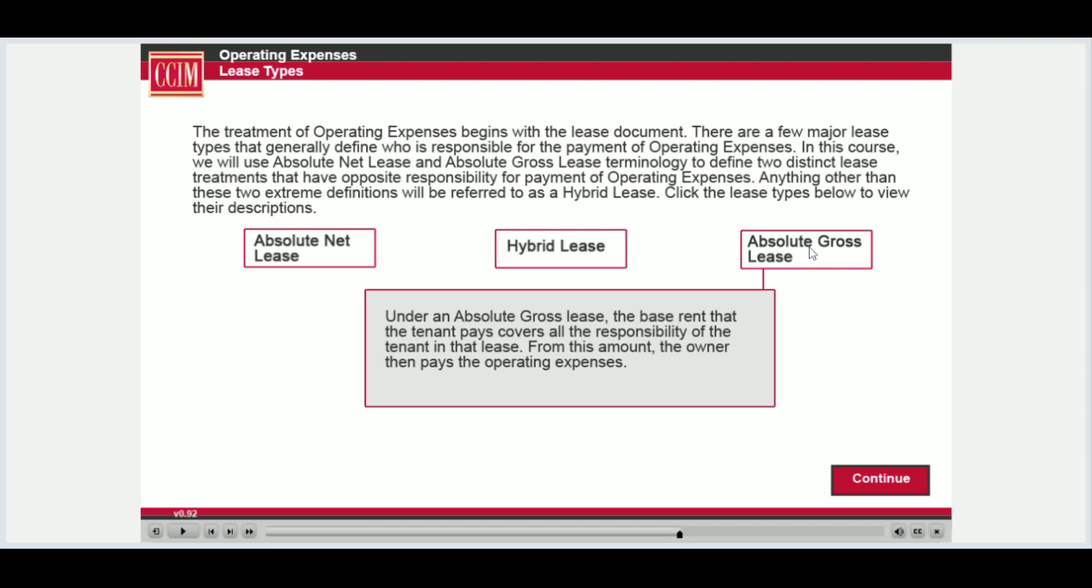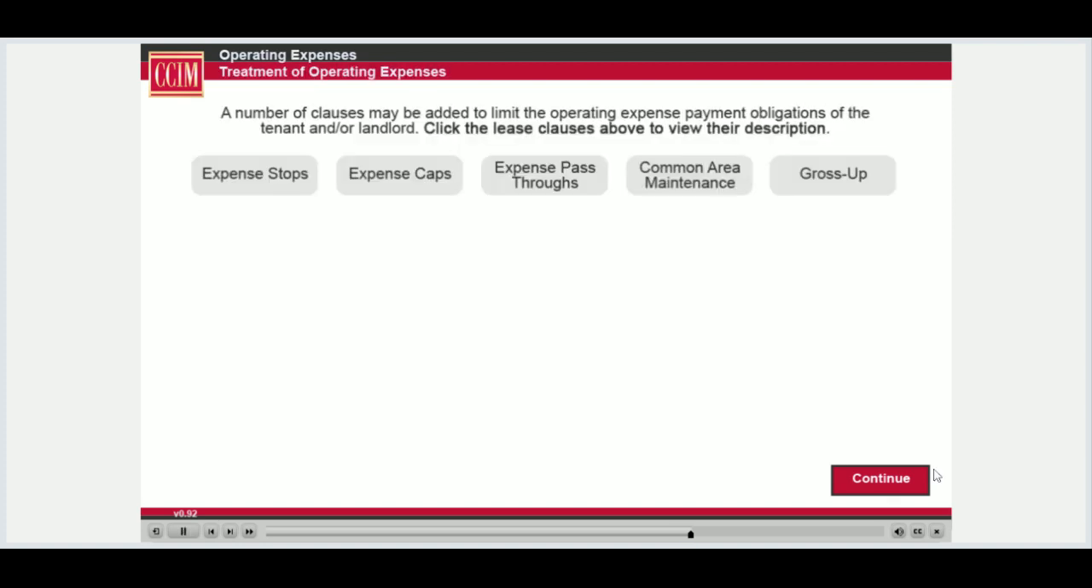Under a gross lease, from this amount, the owner then pays the operating expense. A number of clauses may be added to limit these. Click the clauses below to view their description.